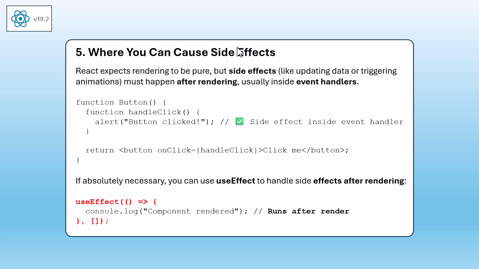5. Where you can cause side effects. Even though we strive for purity, at some point our program must cause real-world changes. That's the whole point of programming. Updating the screen, playing an animation, or saving data are all examples of side effects, things that happen as a result of user actions or state changes. In React, side effects belong in event handlers. These are the functions that React runs when users interact with your app, for example, clicking a button. Event handlers are not part of the rendering process, so they don't need to be pure.